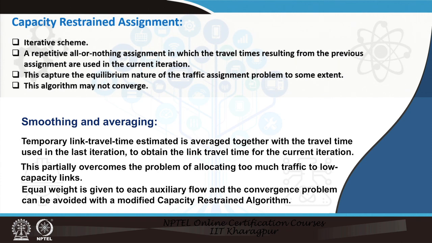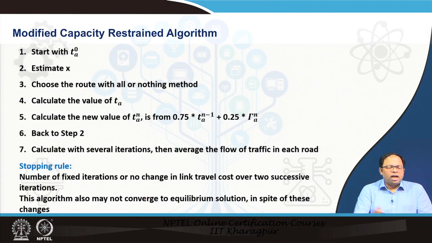That was the problem I was telling you about: traffic volume is jumping from one link to another in each iteration, and sometimes on low capacity links it happens like that, and equal weight is given to each auxiliary flow. So we start with TA0. So this is time. We estimate volume x and choose the route with all or nothing assignment.